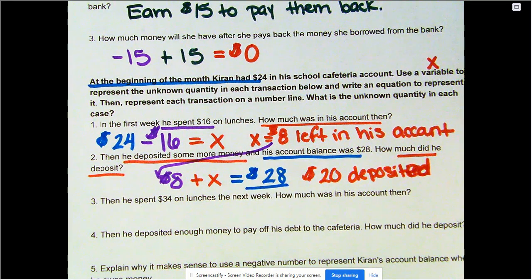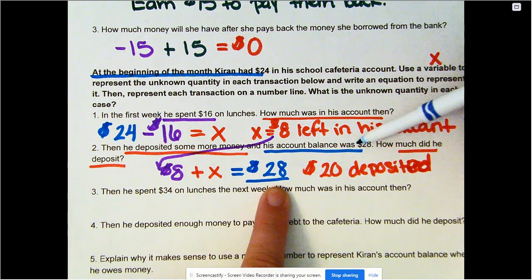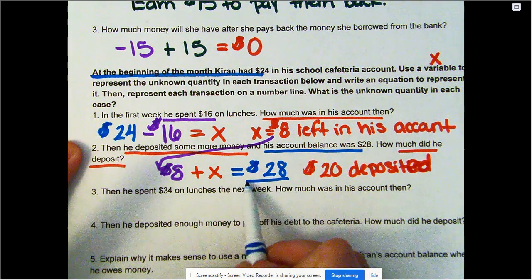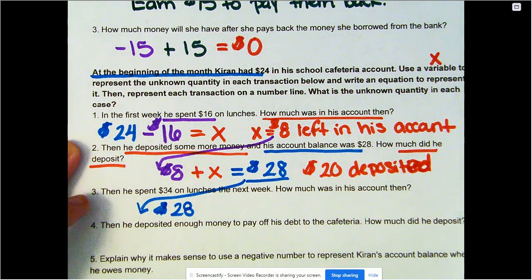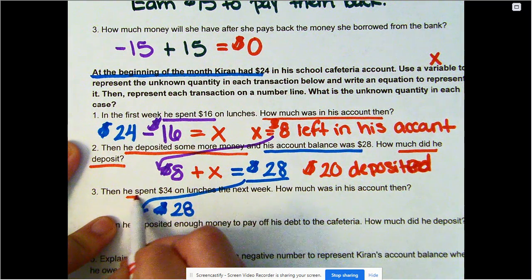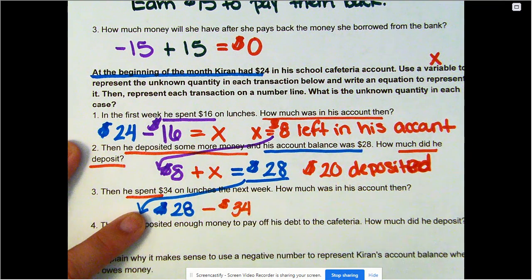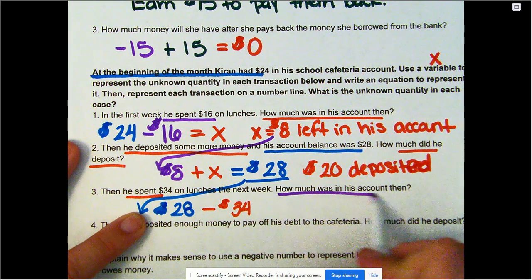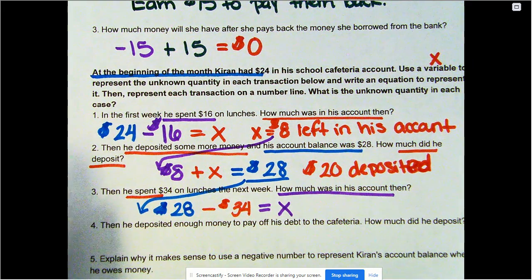Then he spent $34 on lunches next week. He deposited 20, yes, we know that, but it says right here his account balance is 28. So I have to start off the next problem with $28. Then it says he spent 34. Spending means subtracting that money out of his account. How much money was in his school account then? That's X. I do not know the information. So then 28 minus 34.